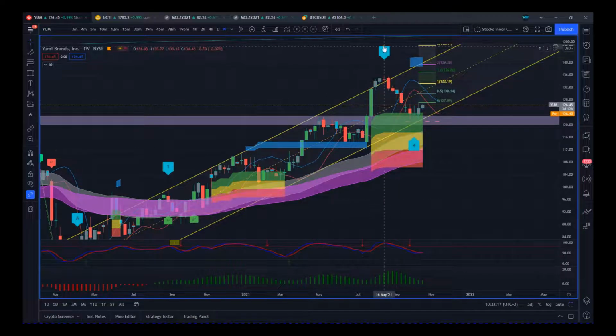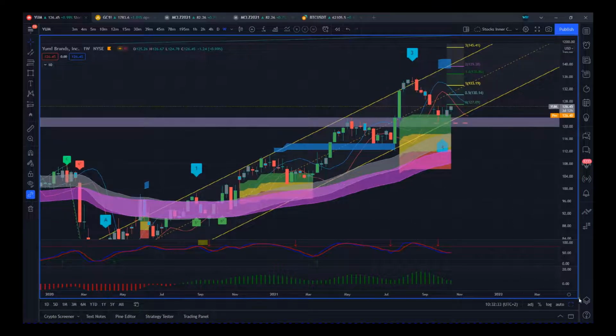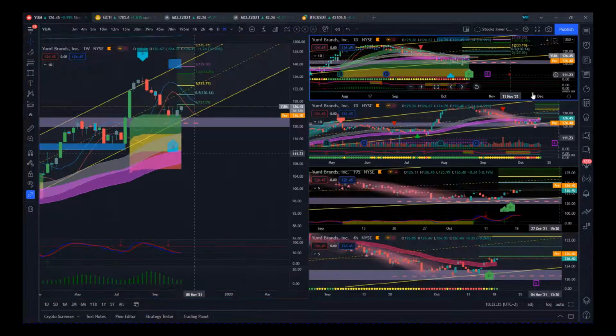We can see on the weekly we've had a wave 4 pullback into our green zone. That means there's an 85% probability we're going to go on and hit that fifth wave target zone. That fifth wave target zone is at the upper bound of this trend channel again. So fantastic news. Let's go down to the daily, but that was the weekly.